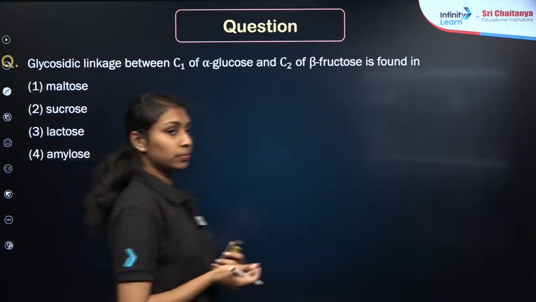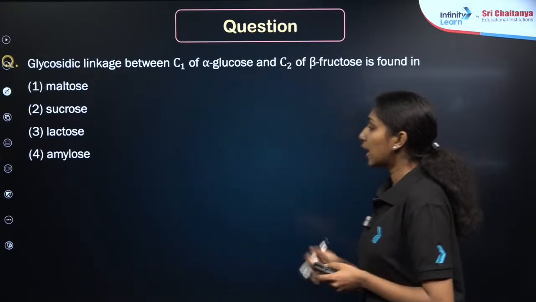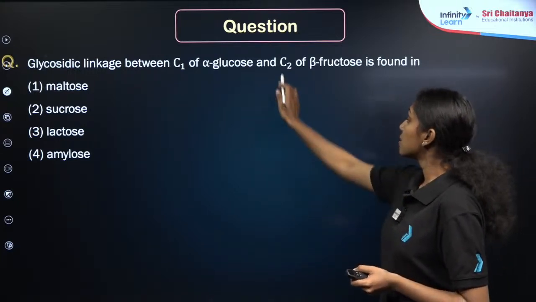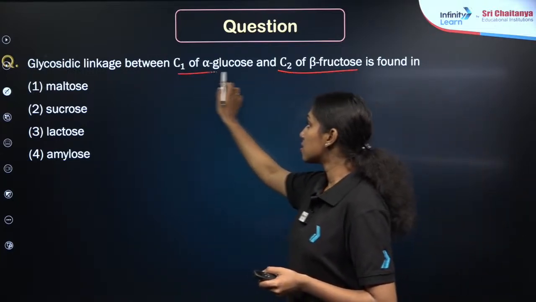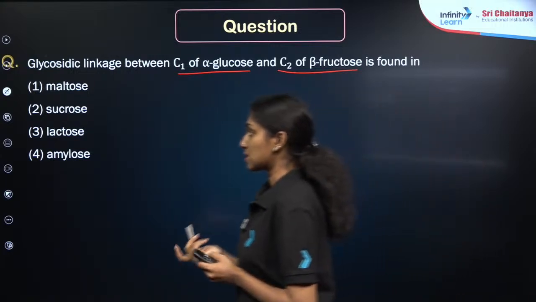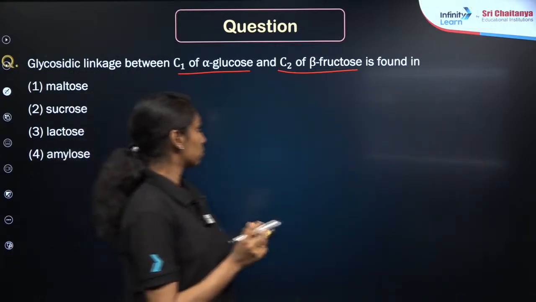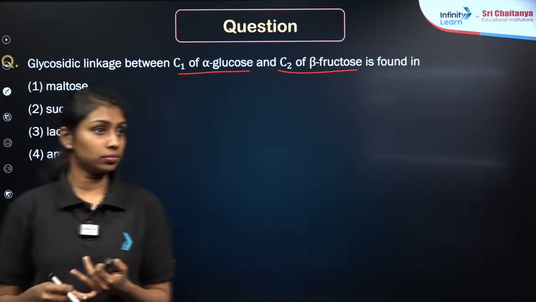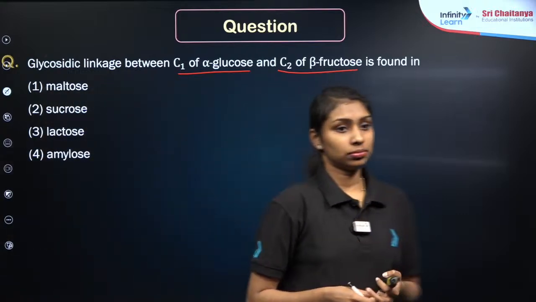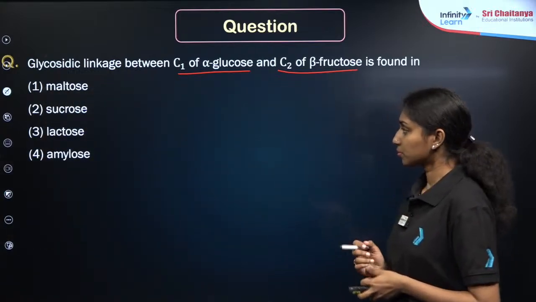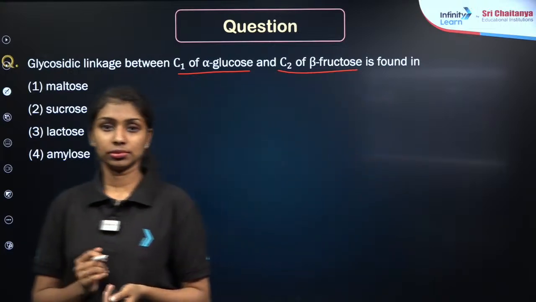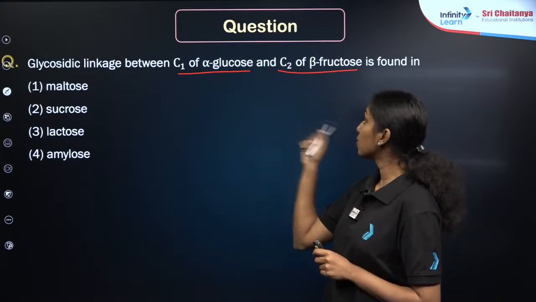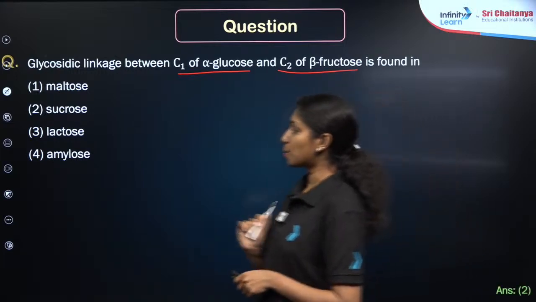Here is the next question. The glycosidic linkage between C1 of alpha glucose and C2 of beta fructose. C1 of alpha glucose and C2 of beta fructose. Identify the disaccharide. You must have an idea about the disaccharide formed between alpha glucose and beta fructose, right? That will be sucrose. Option 2 will be the correct answer.